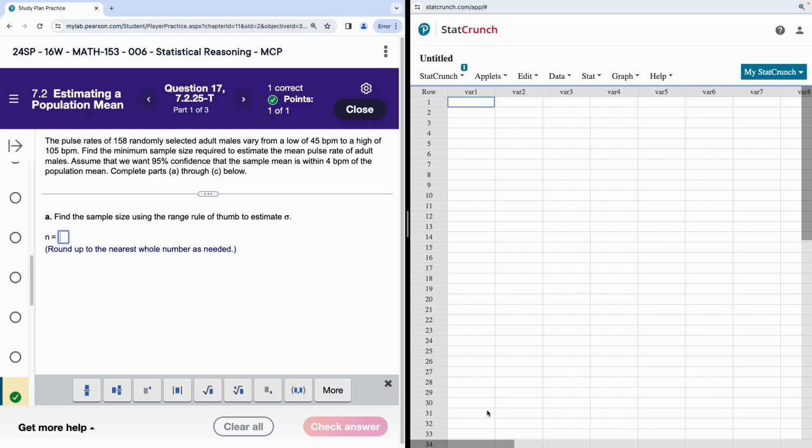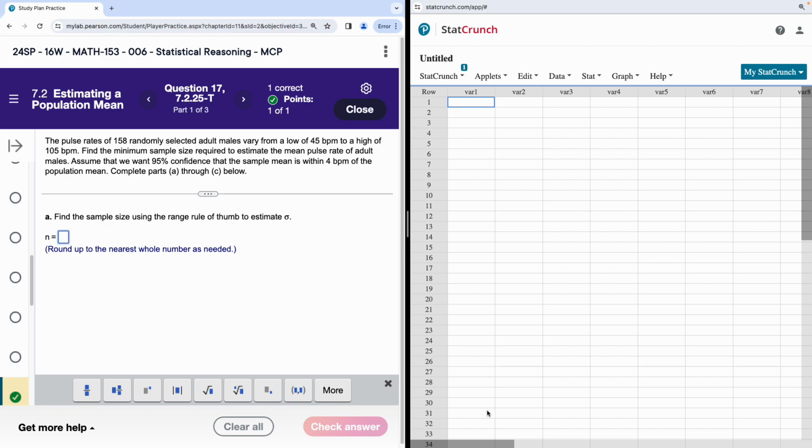Find the minimum sample size required to estimate the mean pulse rate of adult males. Assume that we want 95% confidence that the sample mean is within 4 beats per minute of the population mean. Complete parts A through C below. So this is a pretty straightforward problem. I need to calculate the sample size that is large enough that I can feel 95% confident of being within 4 beats per minute of the mean.